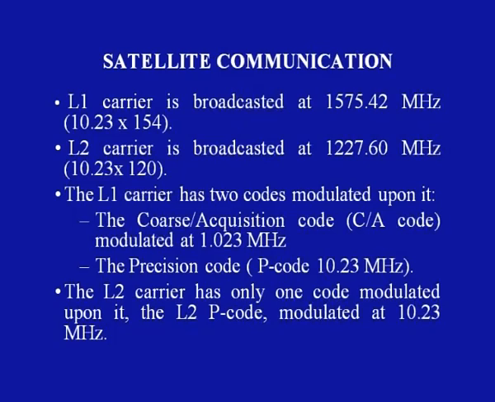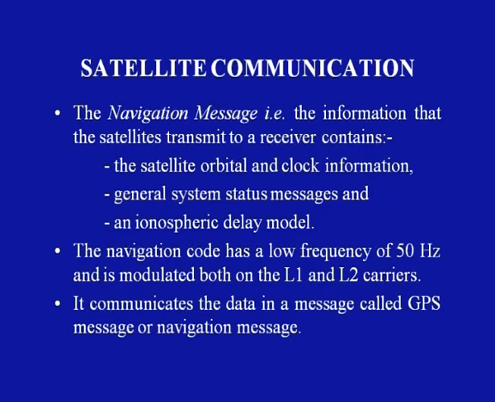Further, to make these two carrier waves more effective and non-intersecting, these waves are also modulated by two codes. The L1 carrier has two codes modulated upon it. The first one is the coarse/acquisition code, or what we call the CA code, modulated at 1.023 megahertz, and the second code is the precision code, known as the P code, at 10.23 megahertz. The L2 carrier has only one code modulated upon it, that is the P code, at 10.23 megahertz. Along with this, the satellite also broadcasts a navigation message, that is the information that the satellite transmits to a receiver.